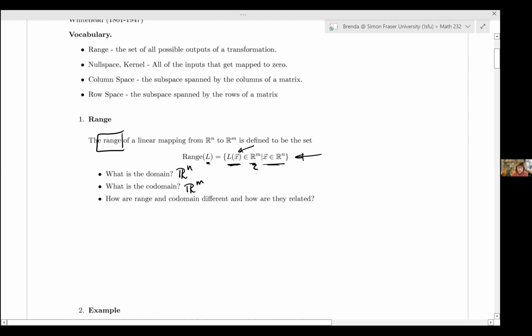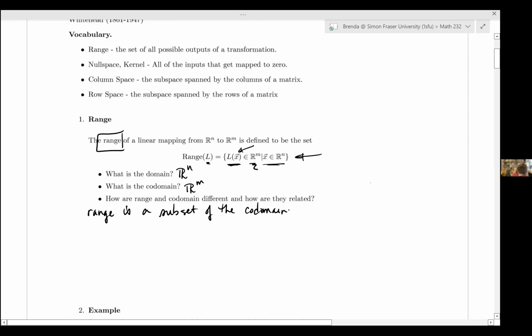Now, unless this is an onto linear mapping, we won't be able to reach all of the vectors, or all of the outputs, in the codomain. So we want to identify that we can only reach some of them. That's the difference between the range and the codomain. So the range is a subset of the codomain.